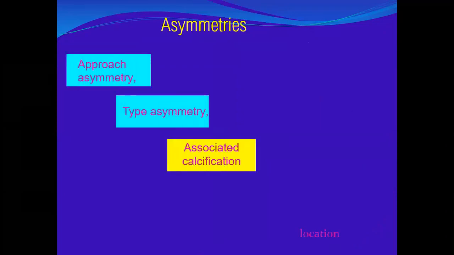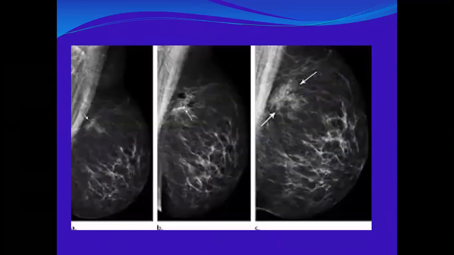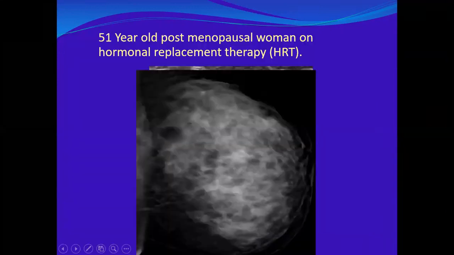Again, let us go for the associated features. Can you see it? Yeah, developing asymmetry. Excellent, developing asymmetry, and associated with what? Architectural distortion and microcalcification. These are associated with calcification.